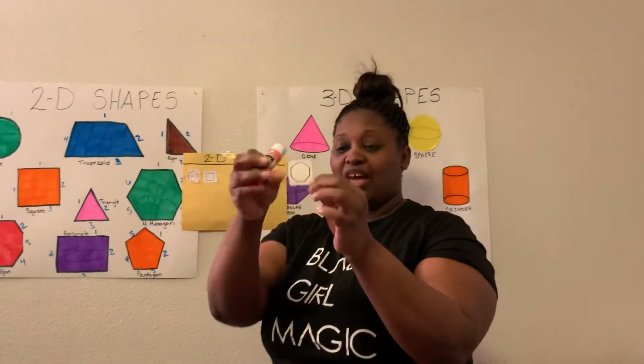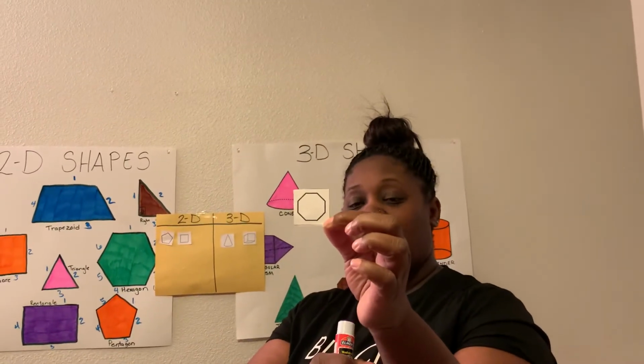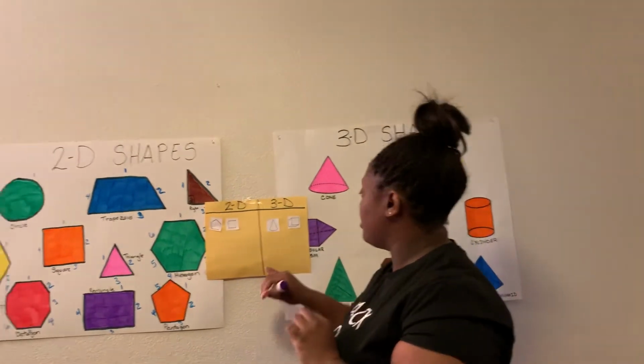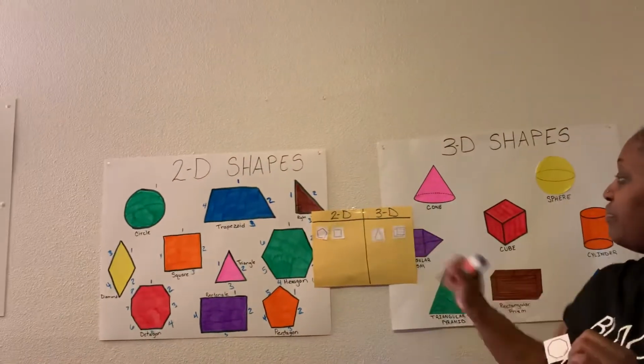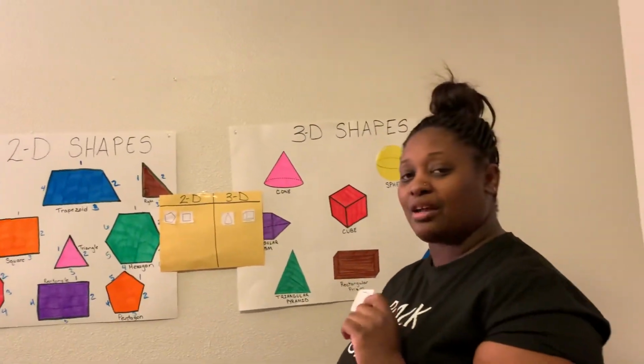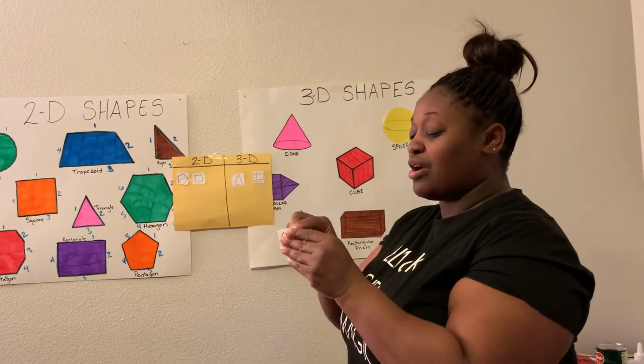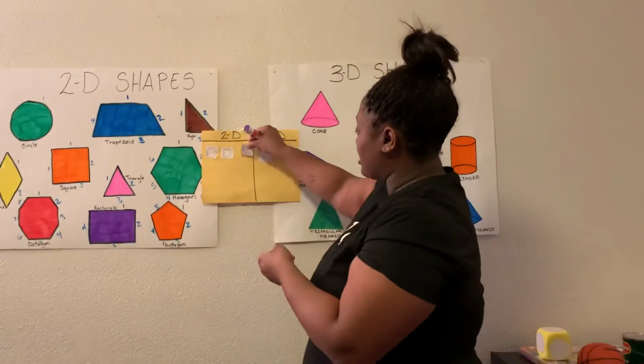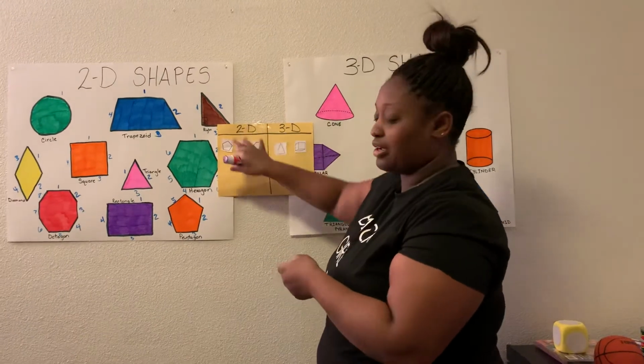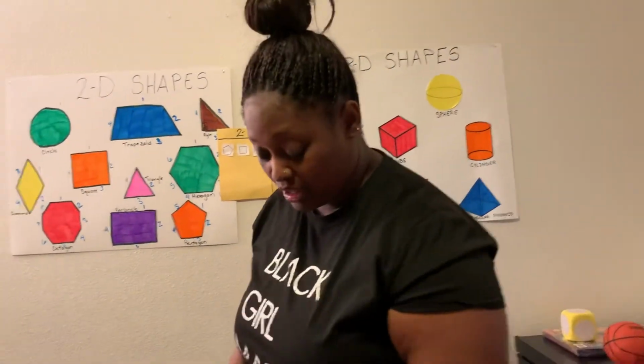And what shape do I have? I have an octagon. Octagon. Look at our posters here. Where do you see an octagon? On the 2D shapes. So I'm going to put my glue on the back, and I'm going to stick it under the 2D shapes. Let's try another one.